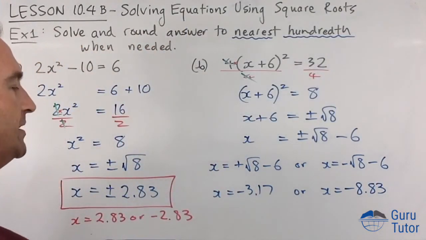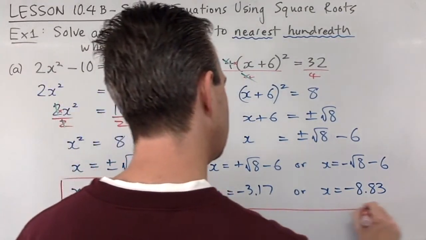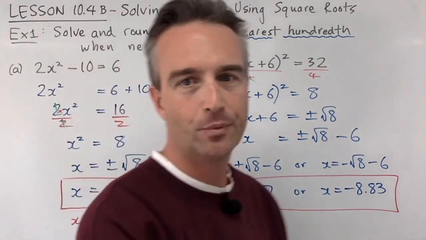Okay, and so we've got 2 separate answers this time. We can't use that plus or minus symbol now. We have 2 negative answers, okay? Negative 3.17 or negative 8.83.